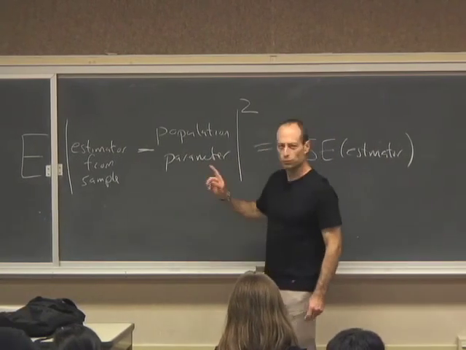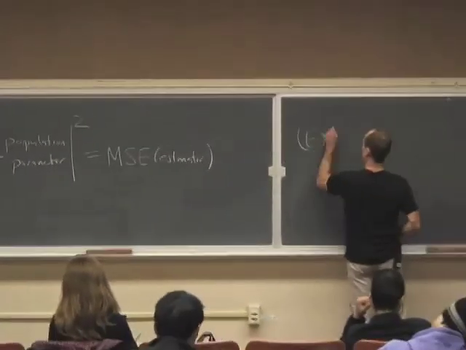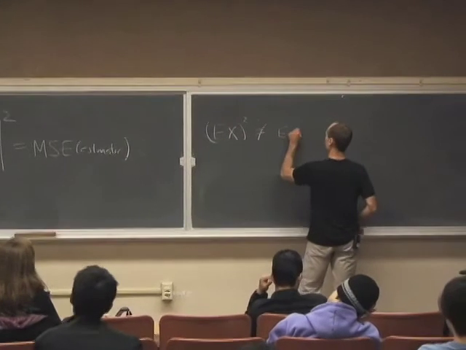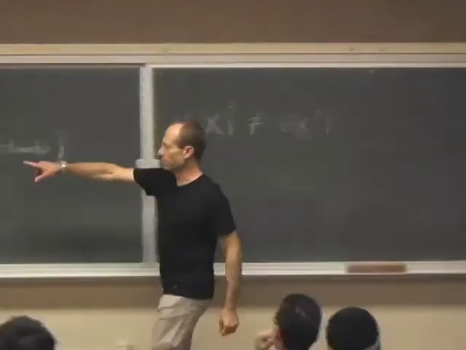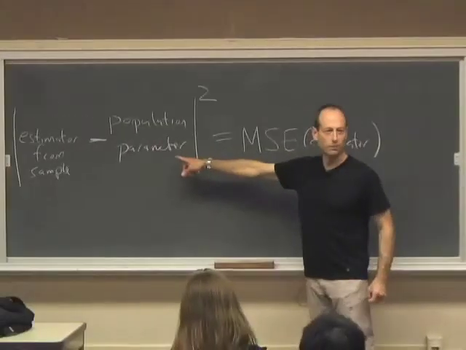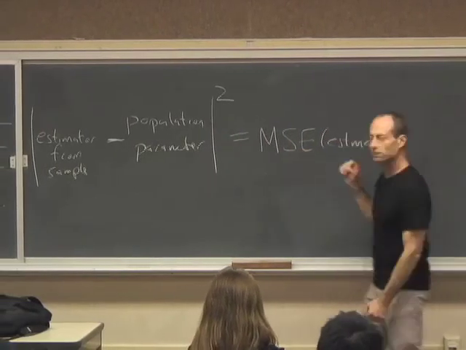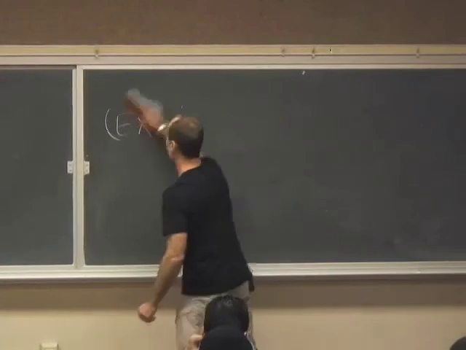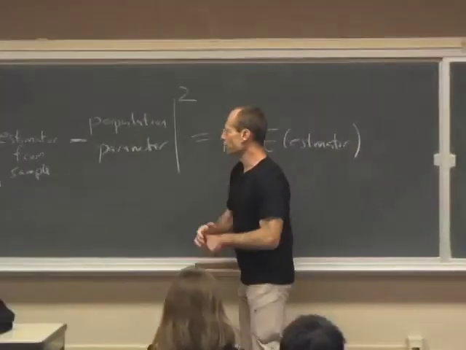Now, remember that the expected value of x squared is generally not equal to the square of the expected value of x. This is not the same thing as the square of the expected value of the absolute value. It's the expected value of the square. This is in general. Okay, so there are other ways of thinking about this.